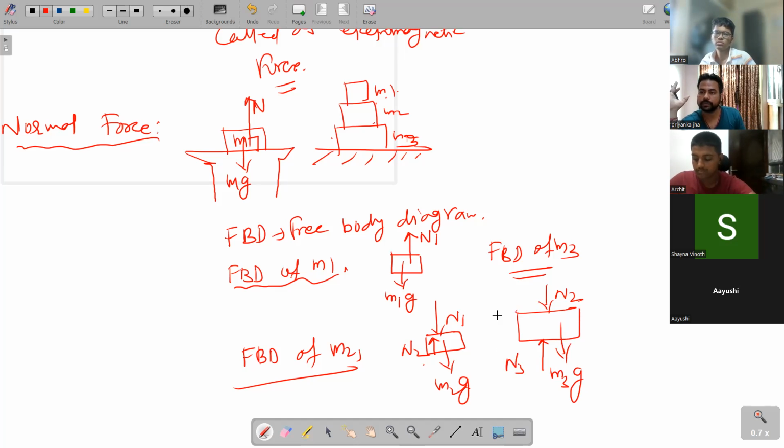So this is normal force, and normal force is always of pushing nature. It will always push the block on which it is acting, and normal force is always perpendicular to the surface which is applying it. Okay.